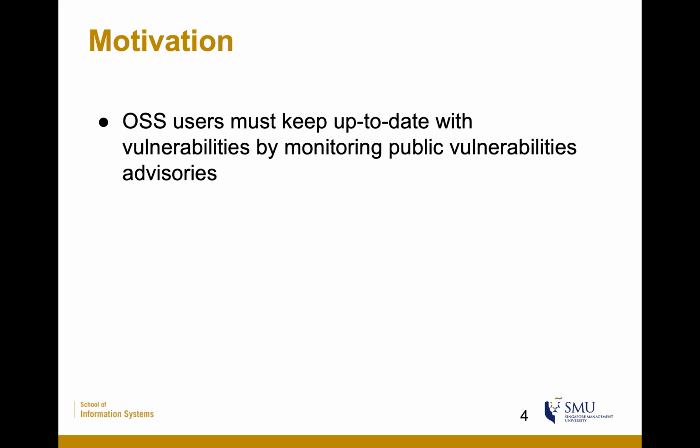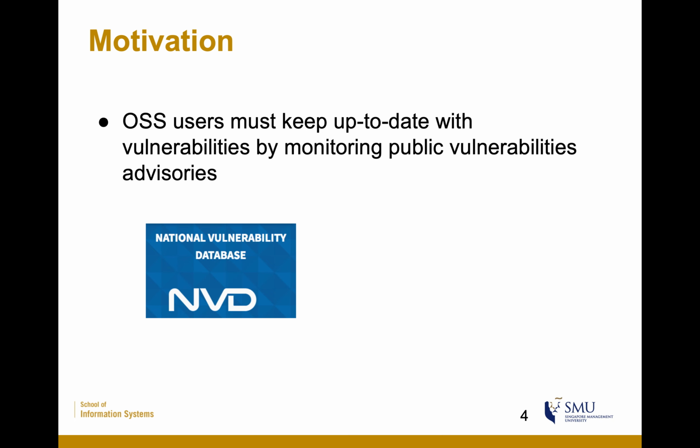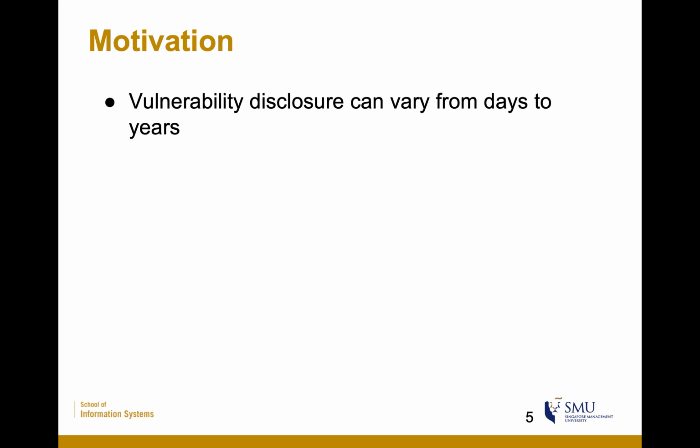To avoid similar incidents, the open source software users must keep up to date with vulnerabilities. There are public vulnerability advisories such as the National Vulnerability Database or the Common Vulnerabilities and Exposures, where people can look up and monitor the vulnerability disclosure information. However, the process of vulnerability disclosure can vary from days to years.